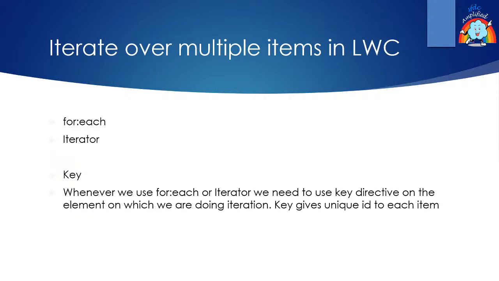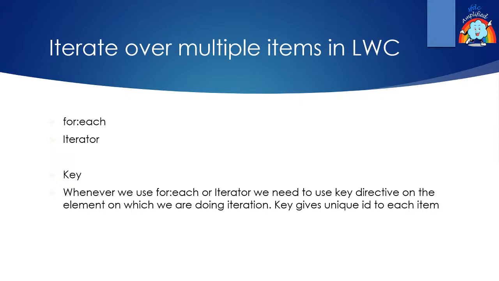So now if we want to iterate over multiple items in LWC, at that time we can use two directives. One is for each, or we can use iterator, either one of them, but they have their own advantages which we will be talking about after that, why they have given us two iterators to work on. But this can be an interview question, the difference between for each and iterator.